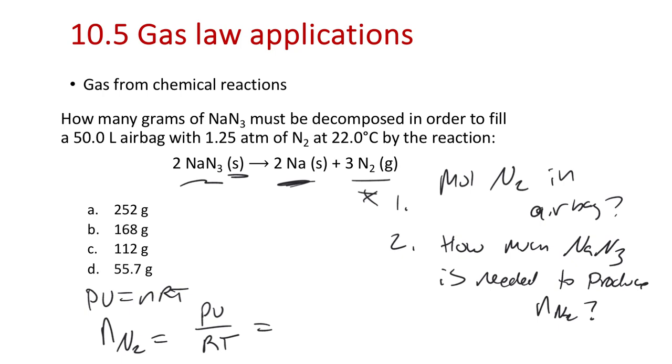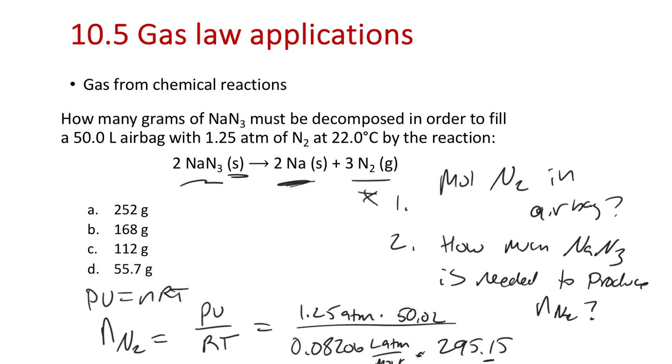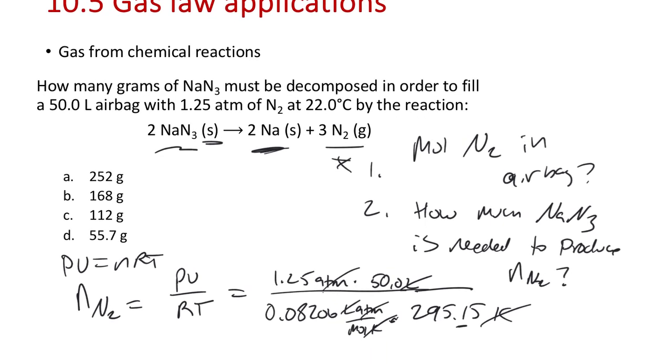So we can just take the pressure that we want the airbag to be filled to, 1.25 atm, times 50 liters. And then we're going to divide by the gas constant times 295 Kelvin. I guess the 0.15 comes into play with the 22.0, so it'd be 295.15, to 4 sig figs. We'll keep the 5 for now, so that's Kelvin. Kelvin cancels, liter cancels, ATM cancels, 1 over moles flips up to the top to moles. So our units are working out here. And so let's calculate the number of moles.